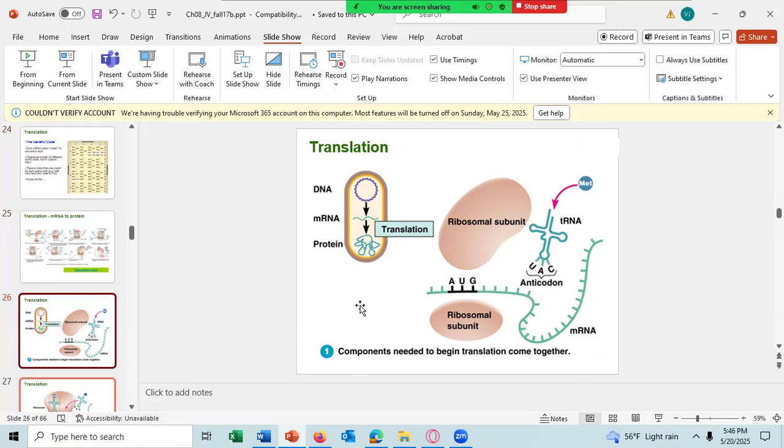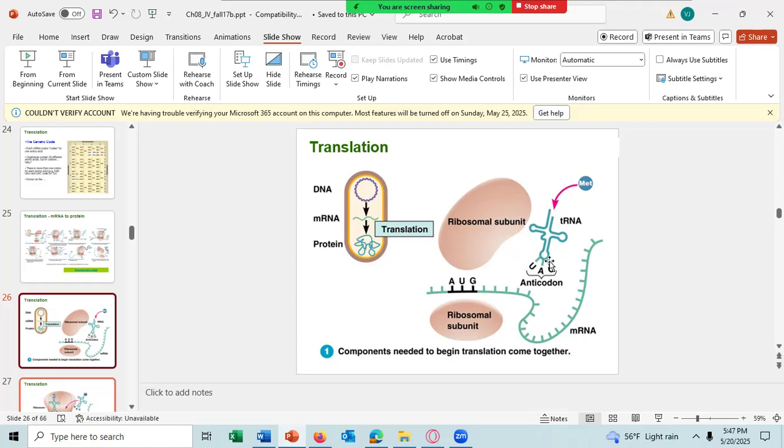Translation involves the ribosome. There's actually two parts to the ribosome, and they get together on the messenger RNA to make the complete ribosome. It involves obviously the messenger RNA, and it's said that the ribosome reads the messenger RNA. That's not quite correct. The ribosome comes together on the messenger RNA and then allows the tRNA to enter the ribosome, and the tRNA is what really reads the messenger RNA.